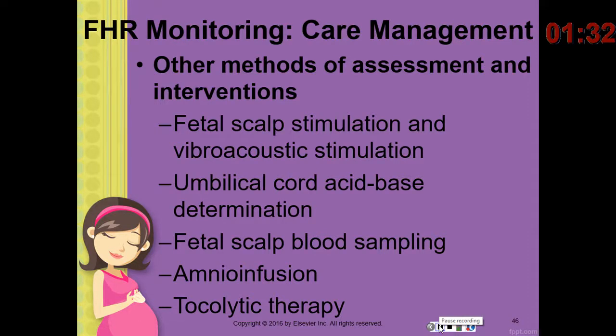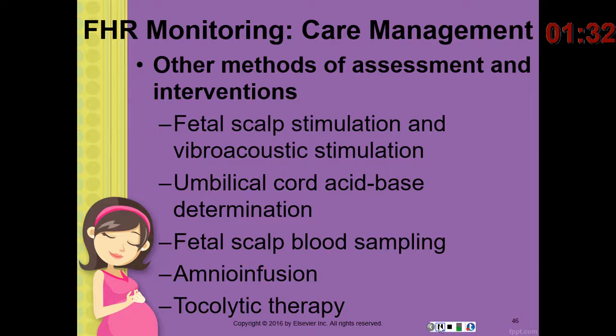We can get cord gases after delivery. We clamp off a section of the cord and take both arterial and venous samples. There also is fetal scalp blood sampling, where we wipe off a piece of the scalp and get a little tiny blood sample. It's almost like getting a blood glucose and putting it into a machine, and it tells us how well the baby is oxygenated, but it's seldom used anymore because it was cumbersome and not accurate.